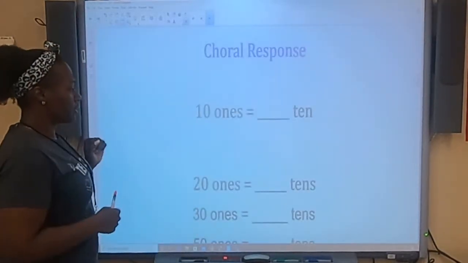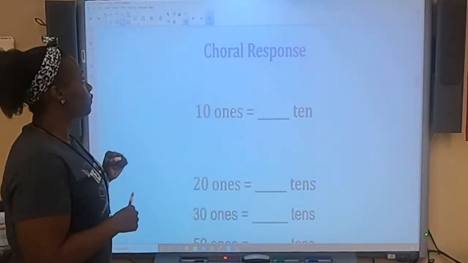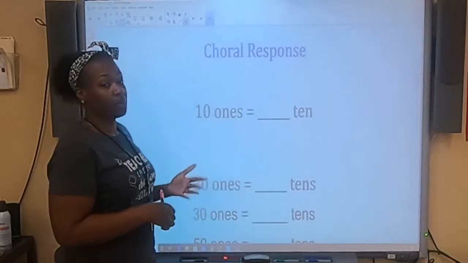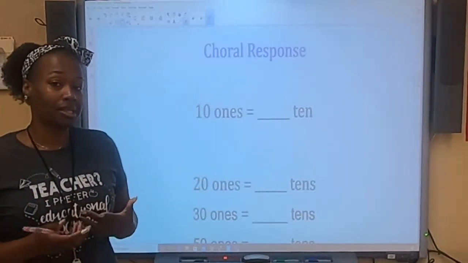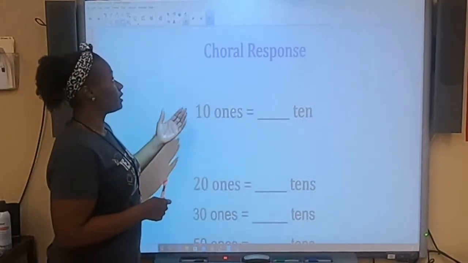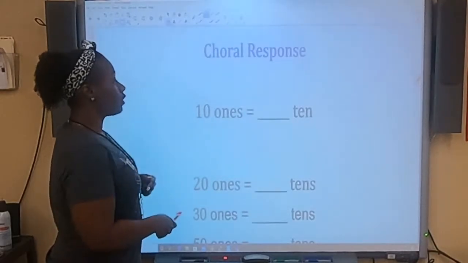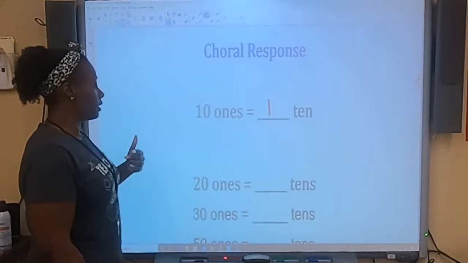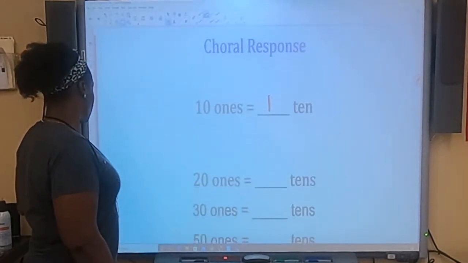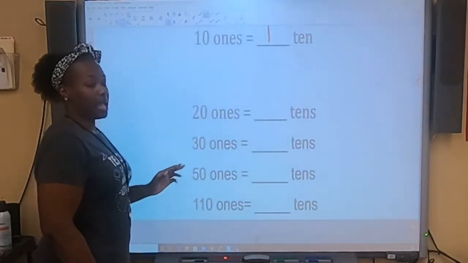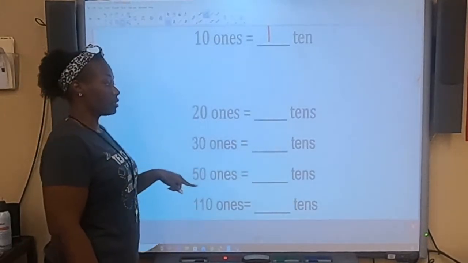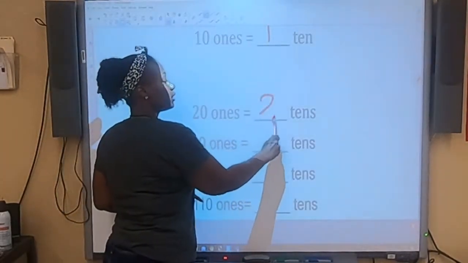Let's start with the fluency. Our first fluency is renaming units. So if I gave you 10 ones and asked you to rename it to tens, you would tell me that 10 ones equals 1 ten. Okay, let's try another. If I gave you 20 ones and asked you to rename it to tens, you would tell me that 20 ones equals 2 tens.